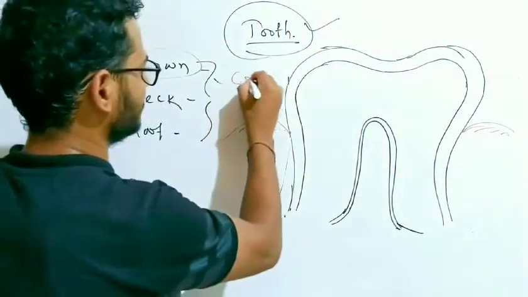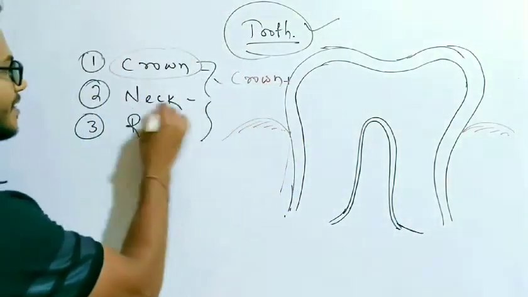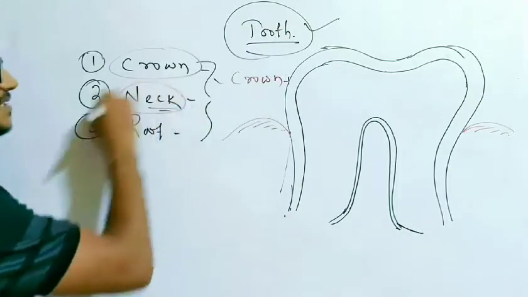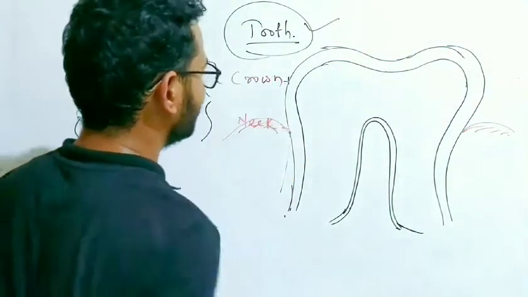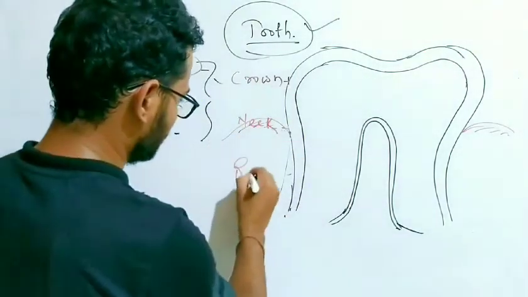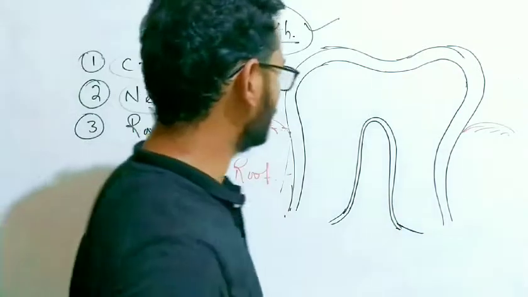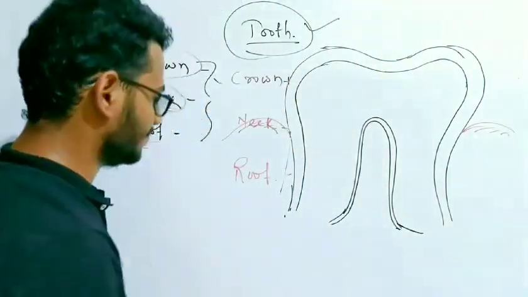So which is the crown region? This one. This is the crown. The part which is surrounded by the gum is the neck region. So this part is the neck region, and finally the last part is the root, which is not seen to our eyes because it is present inside the gum.